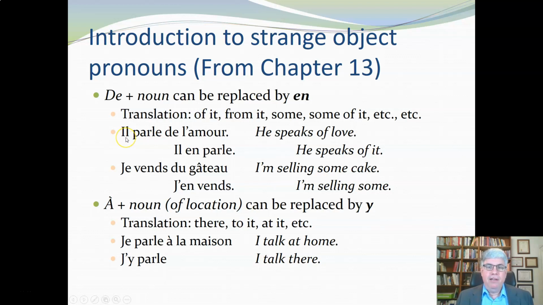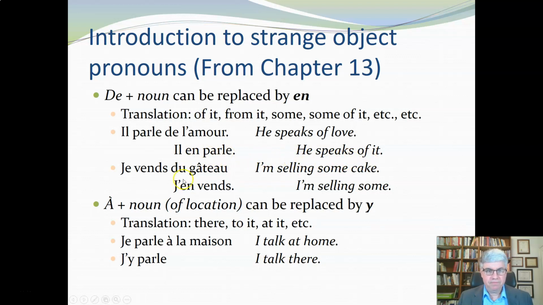If you're with somebody who's talking about love, you might want to repeat that in your mind quite often because it's romantic, what he's saying. But you might get tired of this phrase de l'amour and you want to replace it with a pronoun. And you can do that. It's de plus a noun gets replaced by en, and pronouns get placed in front of the verb. So we could replace it by saying il en parle. He speaks of it, or he's speaking of it. That's what il en parle means.